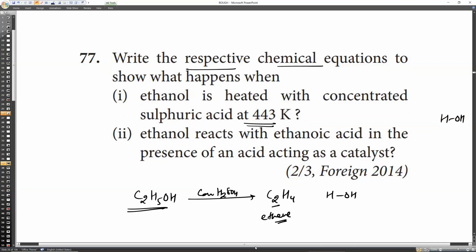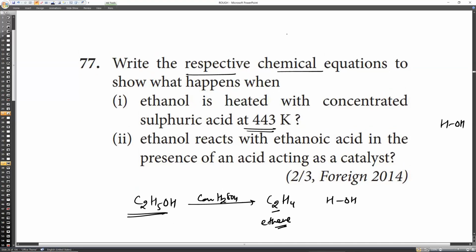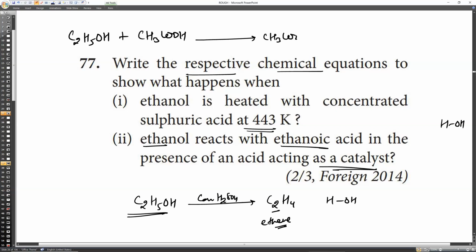The next question is for the same: ethanol reacting with ethanoic acid. When ethanol reacts with ethanoic acid in the presence of acid as a catalyst, here it is used as a catalyst. C2H5OH reacts with CH3COOH. What will it give you, tell me? CH3COOC2H5. Just keep in mind that here the total number of carbon is 2, and here it is also 2, so the total number of carbon here should be 4: 1, 2, 3, 4. This type of question is asked in the examination.